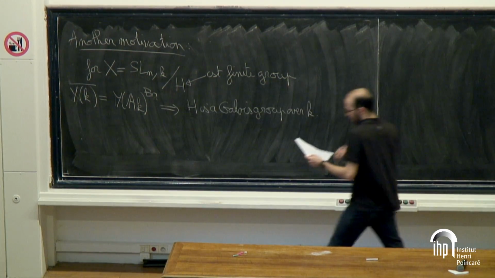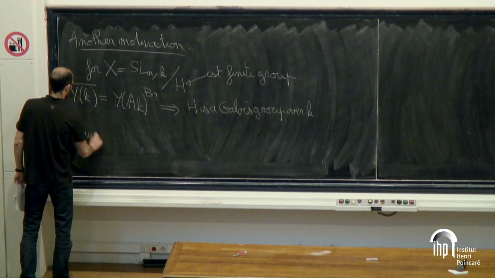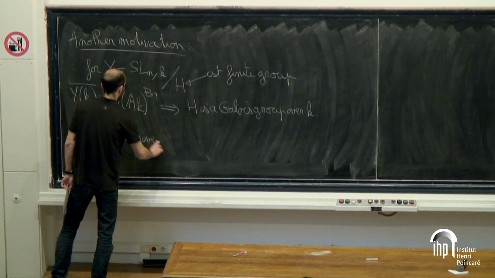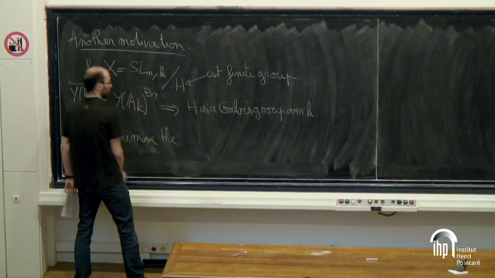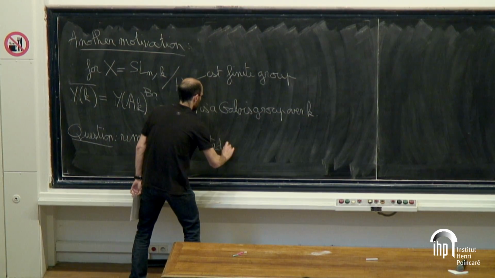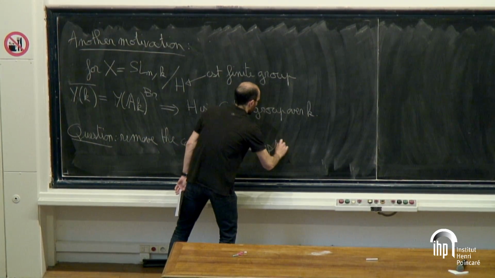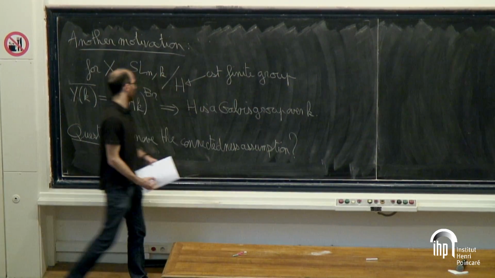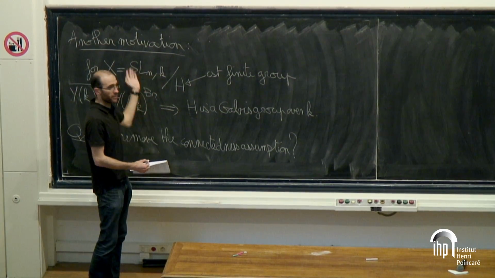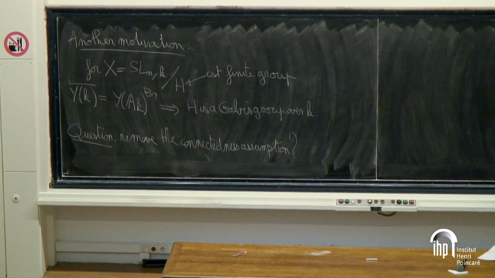So the questions now are: can we remove the connectedness assumption? And what is the precise connection between this very special case and the general conjecture for homogeneous spaces?